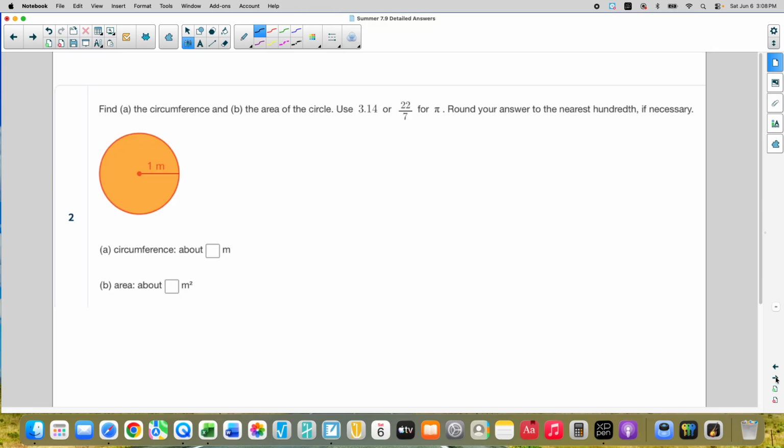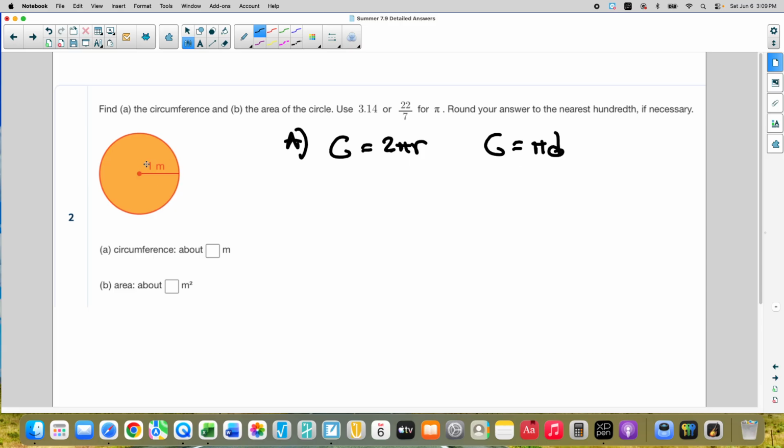Find the circumference and the area of the circle. Use 3.14 or 22/7 for pi. Round your answer to the nearest hundredth if necessary. So this is interesting. Typically, you will see math books ask it, or will provide an answer in pi, and we'll show it. So the circumference, I don't like how we have A for circumference. C equals either 2 pi r or circumference equals pi d.